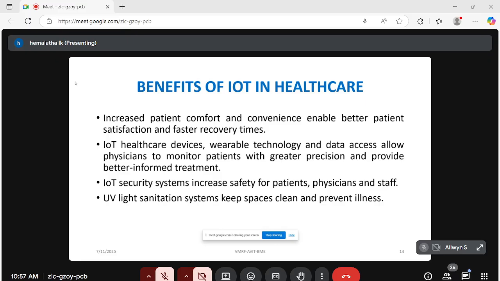So the benefits, if we see, as far as IoT is concerned, it provides increased patient comfort and convenience, enabling better patient satisfaction and faster recovery times. And these devices enhance the wearable technology and data access flow to the physicians to monitor the patients with greater precision and provide better informed treatment. For example, I'll explain about this better informed treatment in one of my use cases in a later slide. And then IoT security systems increase the safety for patients, physicians, and staff. This can also be used in UV light sanitation systems that keep spaces clean and prevent illness. So during the COVID time, we deployed this kind of UV light sanitation systems.